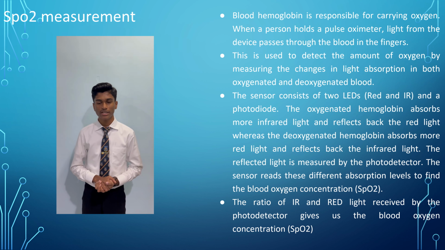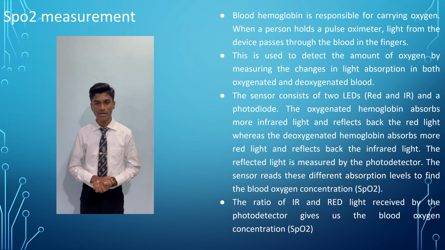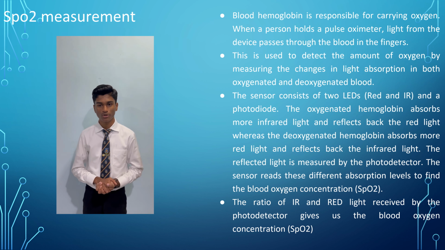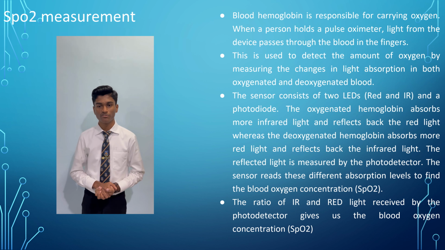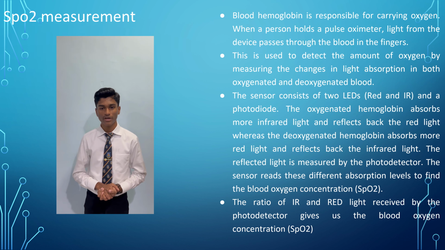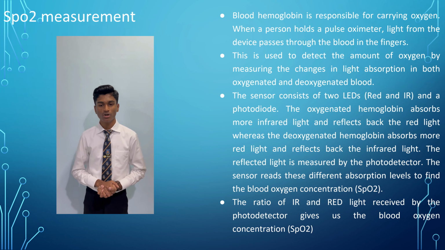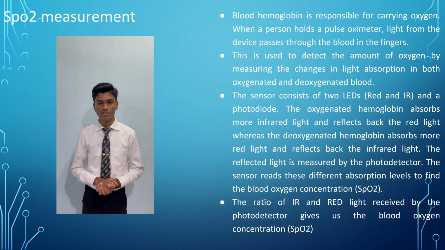The oxygenated hemoglobin absorbs more infrared light and reflects back the red light, whereas the deoxygenated hemoglobin absorbs more red light and reflects back the infrared light. The reflected light is measured by the photodetector. The sensor reads these different absorption levels to find the blood oxygen concentration, which is SpO2. The ratio of IR and red light received by the photodetector gives us the blood oxygen concentration.